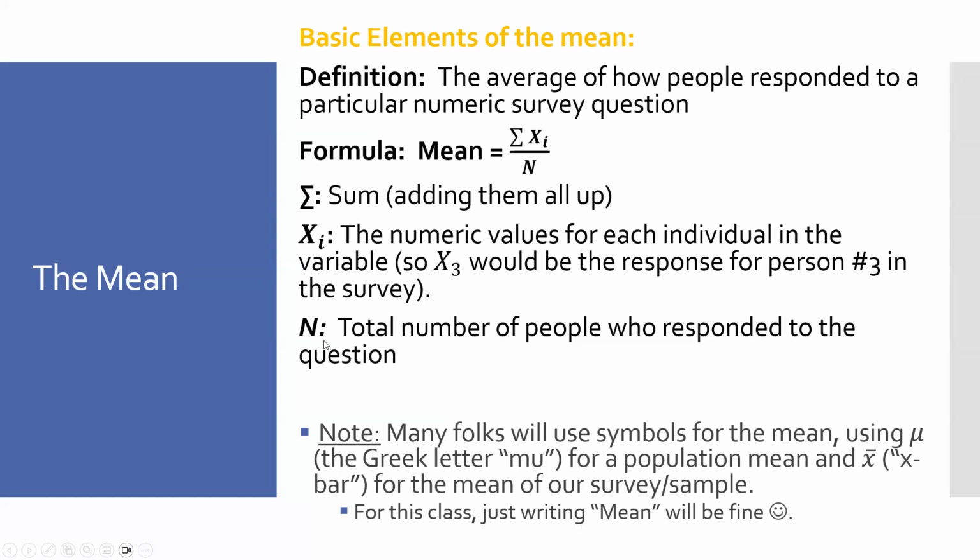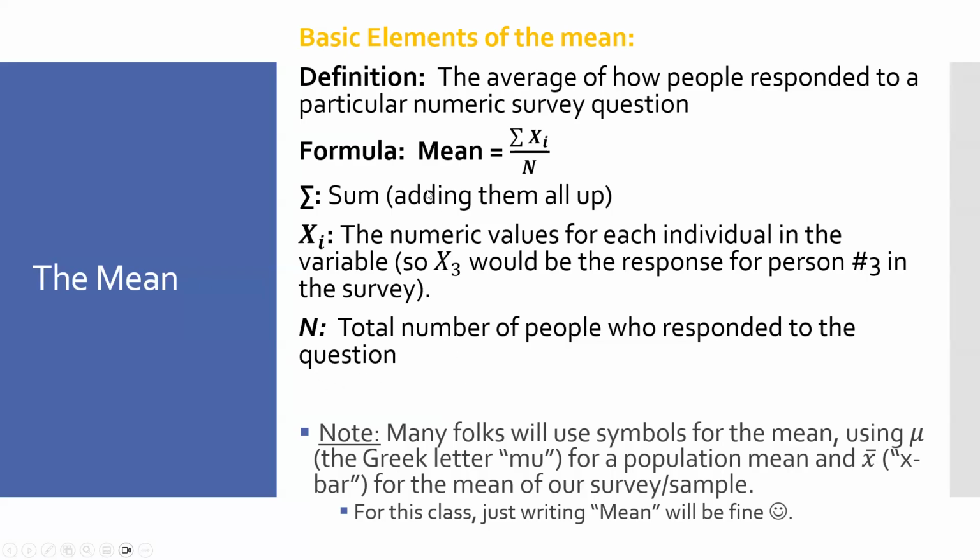And then n, in this case, would be a capital N, because that's what Jamovi will use. But you can also think of it sometimes as a little n for a survey. So if you see a little n or a big N, it's the total number of people who responded to the question, or basically the size of our group.